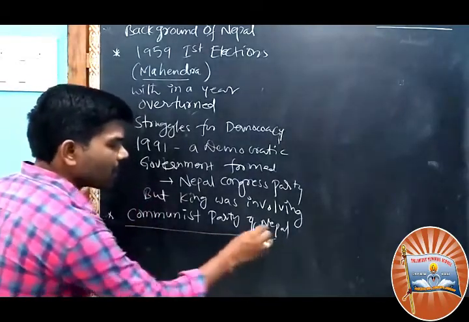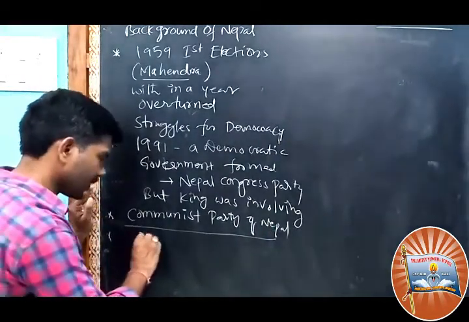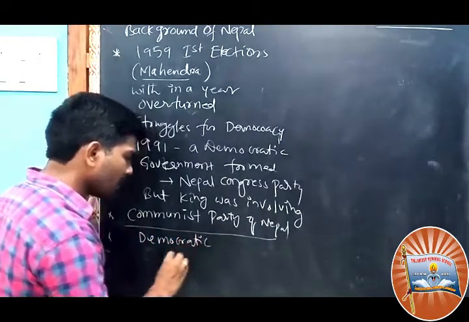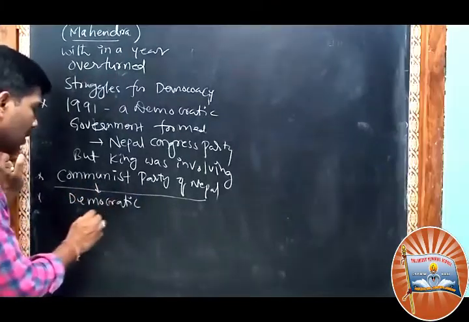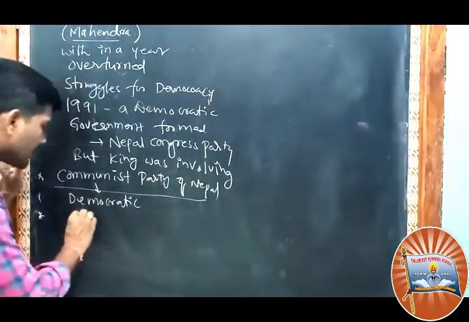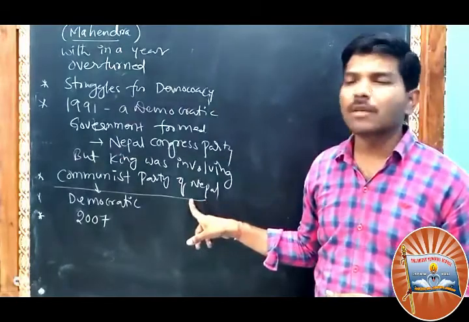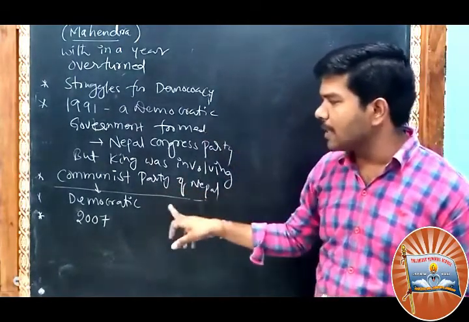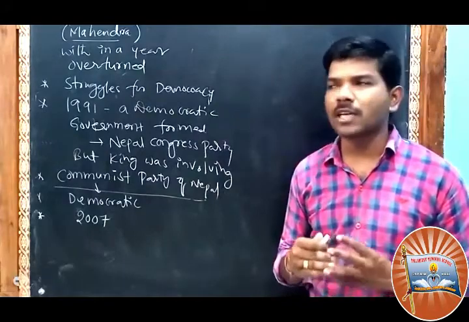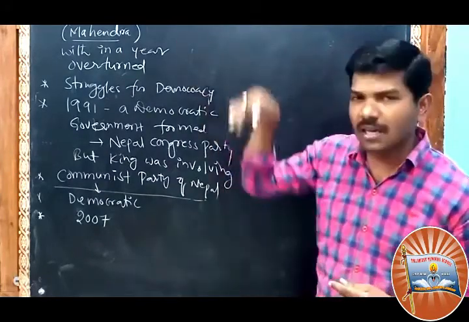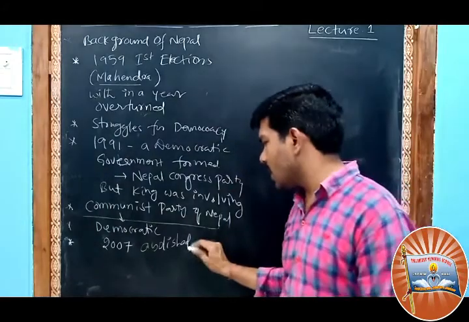Finally, the Communist Party of Nepal started a movement for democracy. In 2007, the majority of the people supported the Communist Party of Nepal and actively participated in the movement. The king of Nepal, Gyanendra, Mahendra's son, was forced to flee, and so the monarchy was abolished.